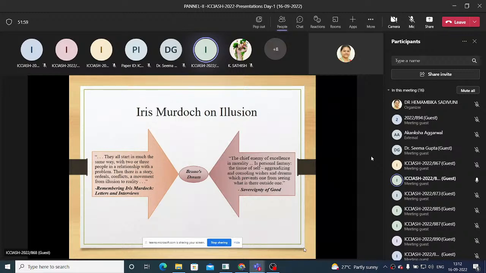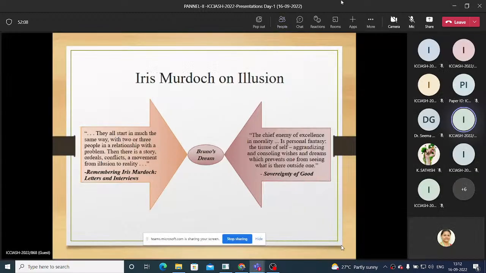And in another philosophical work of hers, The Sovereignty of Good, she says the chief enemy of excellence in morality is personal fantasy, the tissue of self-aggrandizing and consoling wishes and dreams, which prevents one from seeing what is there outside one. So this is very close to what Lord Krishna says in the Bhagavad Gita. If we all remember, when he talks about Jnana Yoga, he says that when you come to an understanding of what is true knowledge, then you can dispel ignorance and you see what is real.